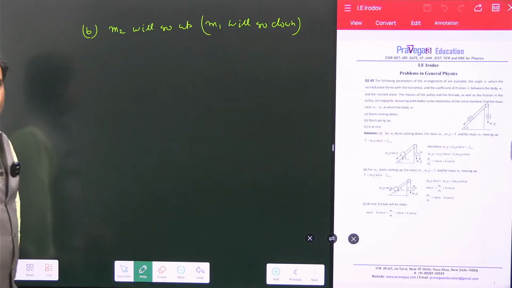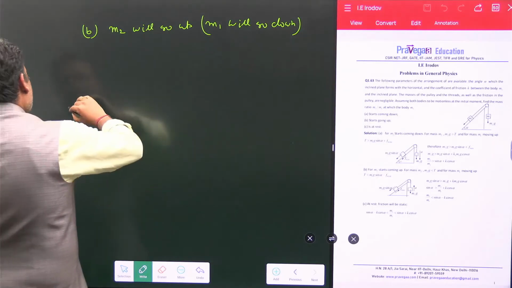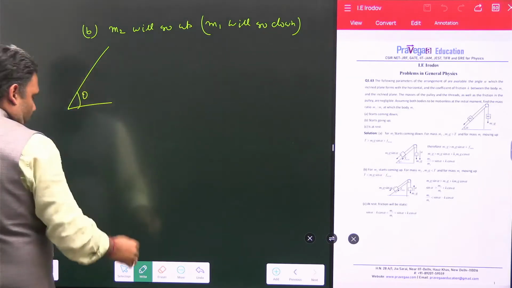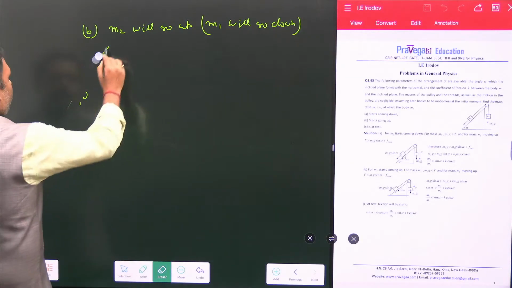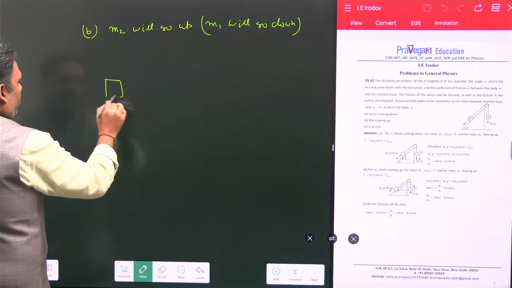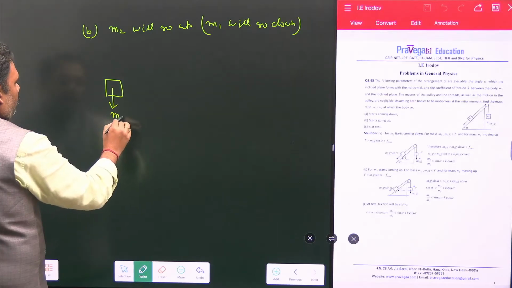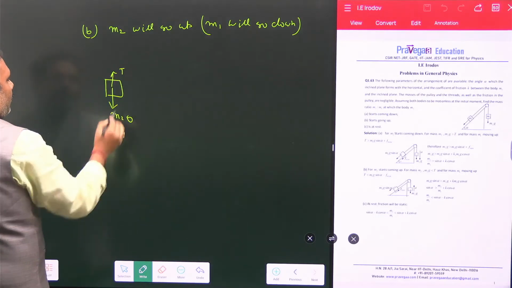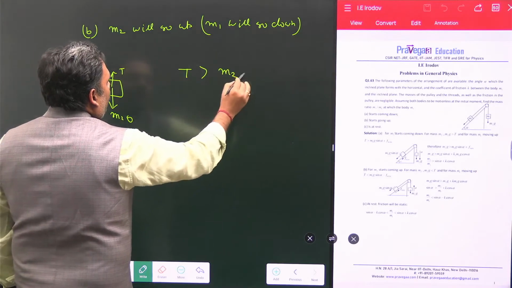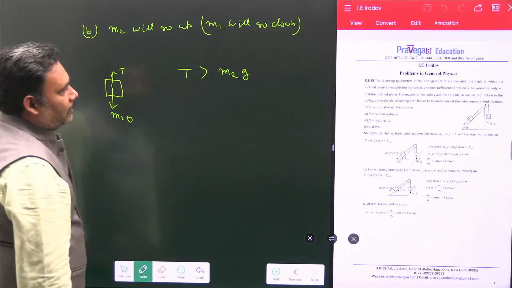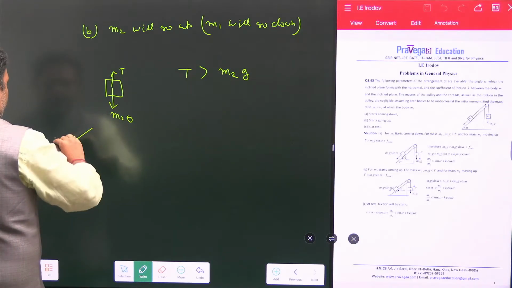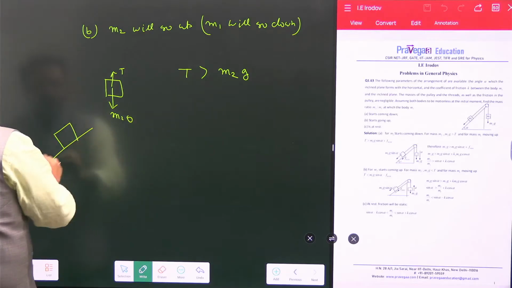M1 will go down. Then again we will go for this whole condition. So this is my alpha, not theta. So what will be the case for M2? For M2, M2G is there and tension is there. Now it is going upward, so that means tension is greater than M2G. So if it is going upward, then the second particle M1 must go downward.